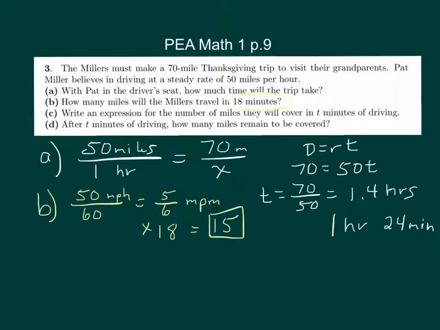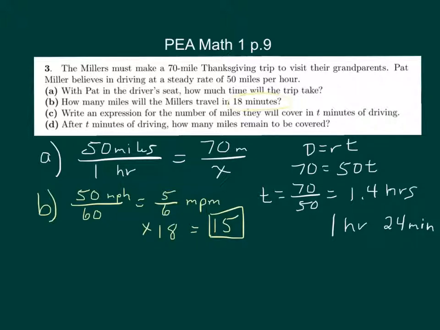Tyler, couldn't you go 50 over 1 equals x over 18? If you do 50 over 1, yeah, that wouldn't quite work. Chris, since 1 hour is 60 minutes, you could do 50 over 60. Right. And then you could put x over 18, couldn't you? You could do 50 over 60. That should work, yes.